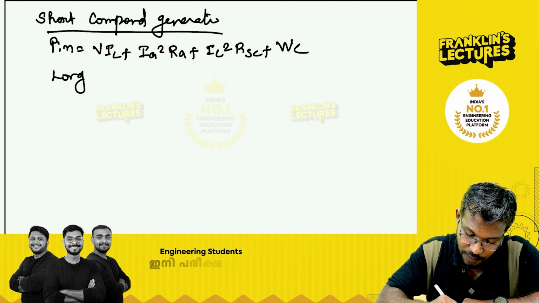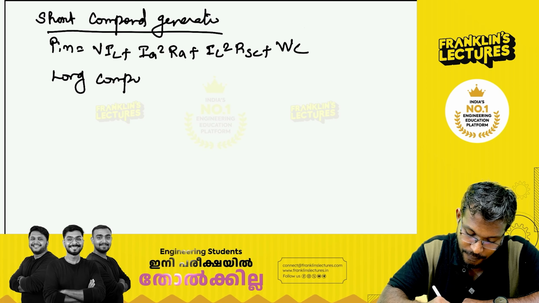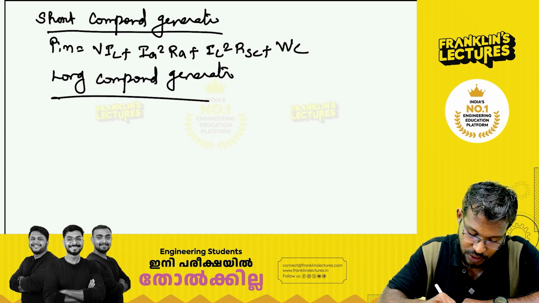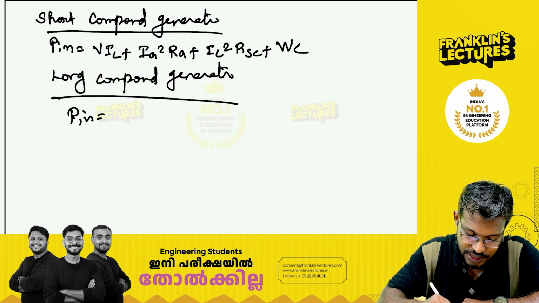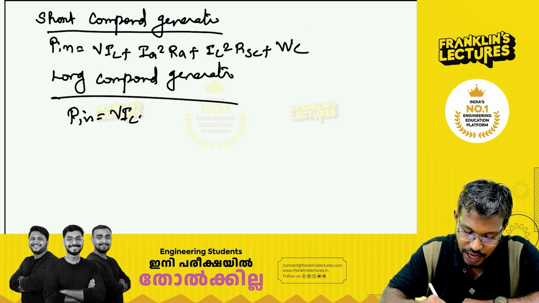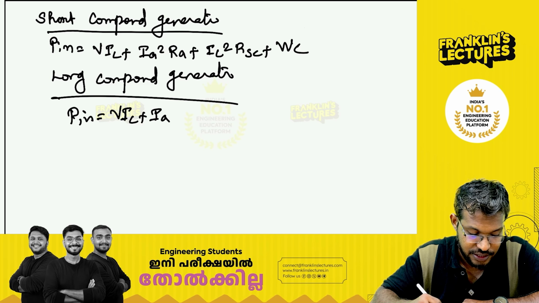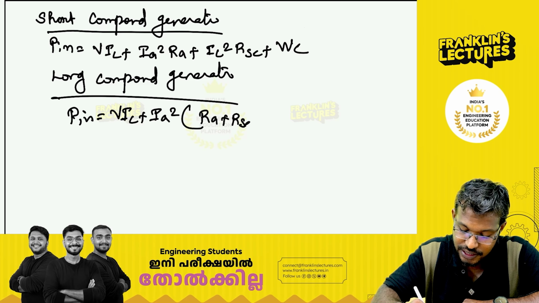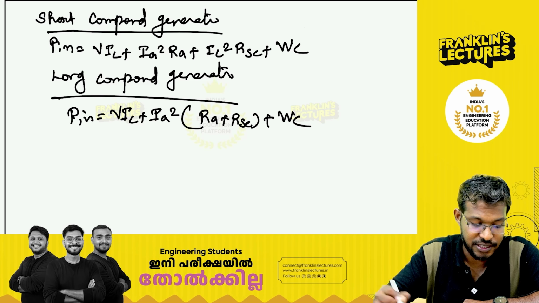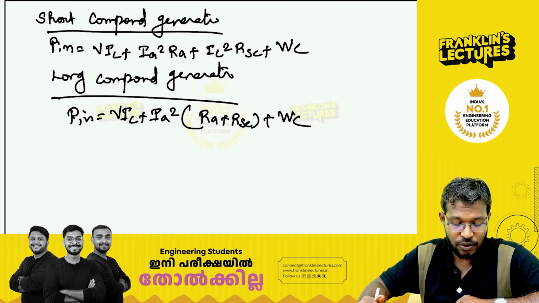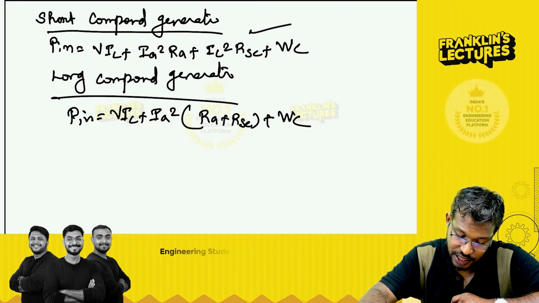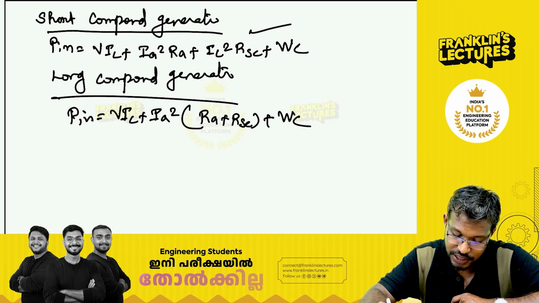Now for a long compound generator, P in is equal to V into IL plus IA square into RA plus RSE plus WC. This is in the case of a short compound generator. This is in the case of a long compound generator.